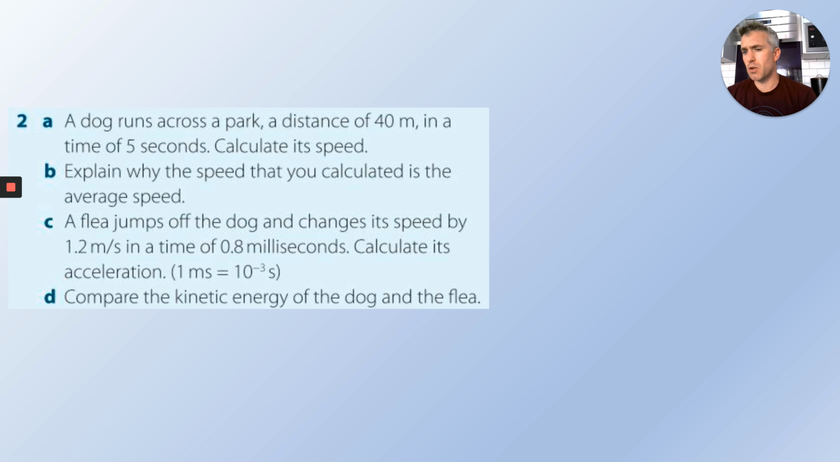A flea jumps off the dog and changes its speed by 1.2 meters per second in a time of 0.8 milliseconds. Calculate its acceleration. Ooh. It gives you its change in velocity. It gives you the time. You just need to put those 2 things into the equation. The only tricky thing is, don't forget to convert milliseconds into seconds.